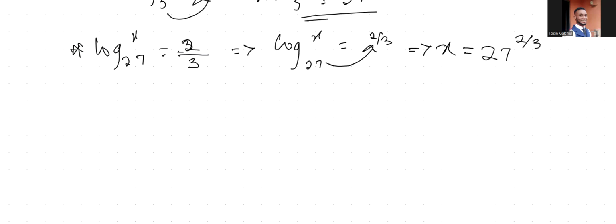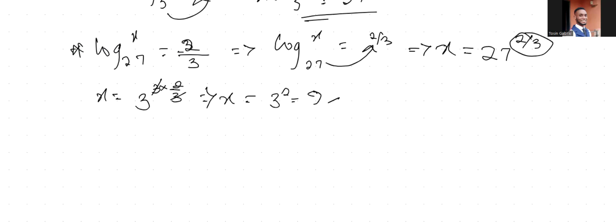Then you can express this in index form. So 27 is the same as 3 raised to the power of 3. Don't forget that there is 2 over 3 here. So this 3 cancels 3. Therefore, x is equal to 3 raised to the power of 2, and that is 9. So that's your answer.